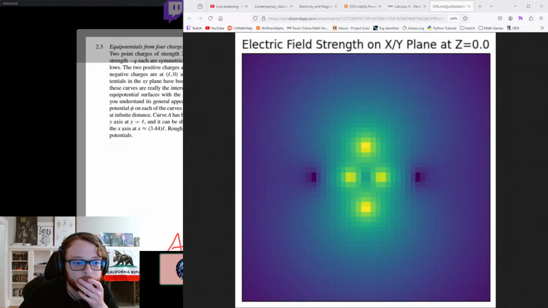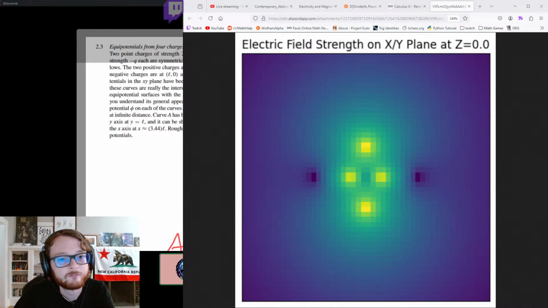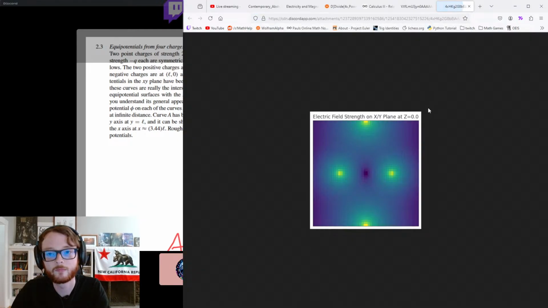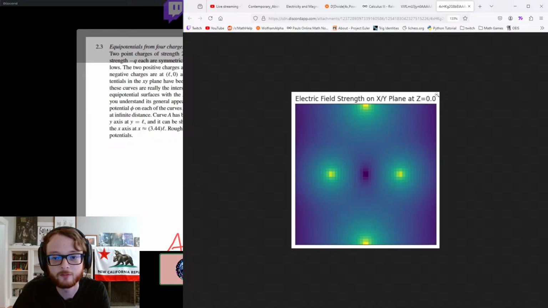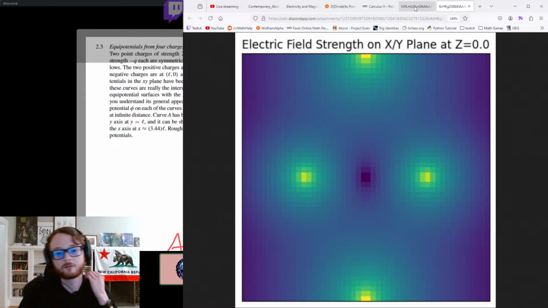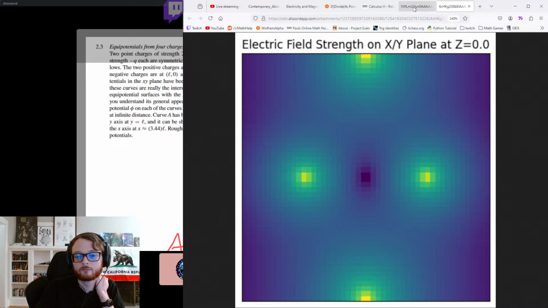So the dark region, it's the 0 electric field. That should be at the 3.44. The scale from the center to the edge is 4 units. So that's about, wait, what was it? 8 L's. So half of that's about 4. And there's the one in the middle. Nice. Awesome.